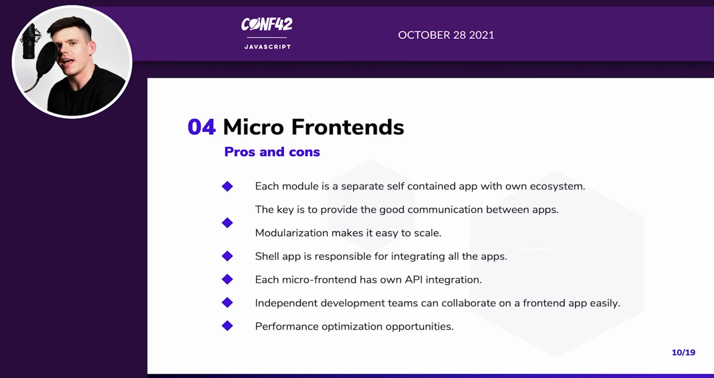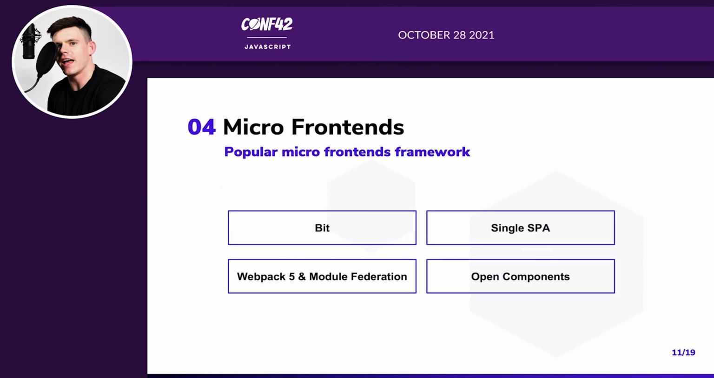Performance optimization opportunities. As we saw on the diagram, creating the micro frontend architecture is complex and it may be hard to set up and start implementation. We can use one of the popular micro frontends frameworks like Bit, Single-SPA, Webpack 5 and Module Federation, Open Components, etc. There are a bunch of different tools that cover the micro frontends architecture and the micro frontends boilerplate to let us start implementation much faster.